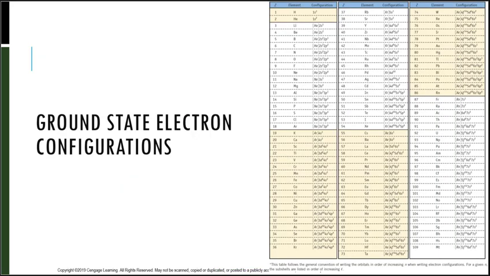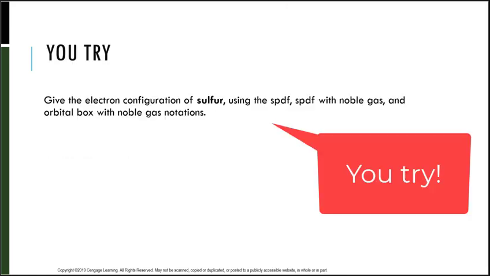Here is a whole bunch of electron configurations all the way up to 109. And notice that they are the noble gas electron configurations. Why don't you try? Pause the video here and try to get the electron configuration for sulfur. Show me the spdf notation, which is going S's, then P's, and D's, and F's. Try doing it with the noble gas and draw the orbital box diagram.